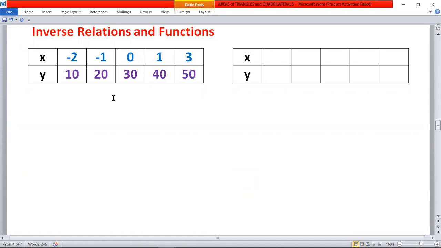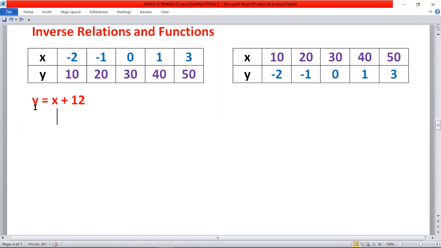When we say the inverse of these relations or functions, it's simply the switch of the values. So if you have y here as 10, 20, 30, 40, 50, the inverse of this relation is simply that x becomes the values of the y, which is now 10, 20, 30, 40, 50 for x, and y will be -2, -1, 0, 1, and 3, which are these values. Inverse relations and functions is simply the switch of the values.